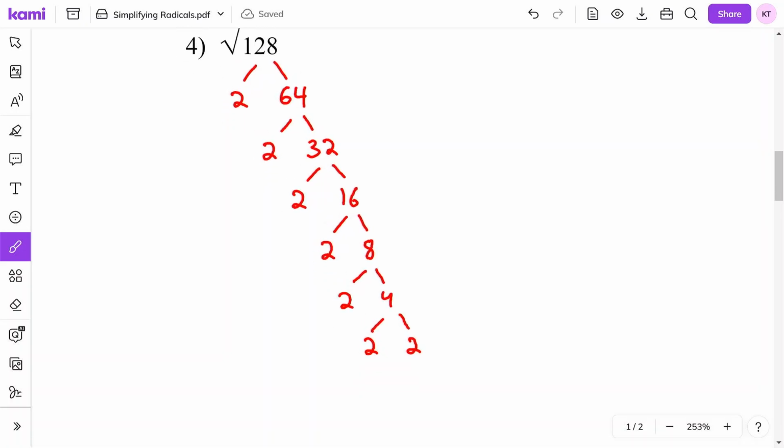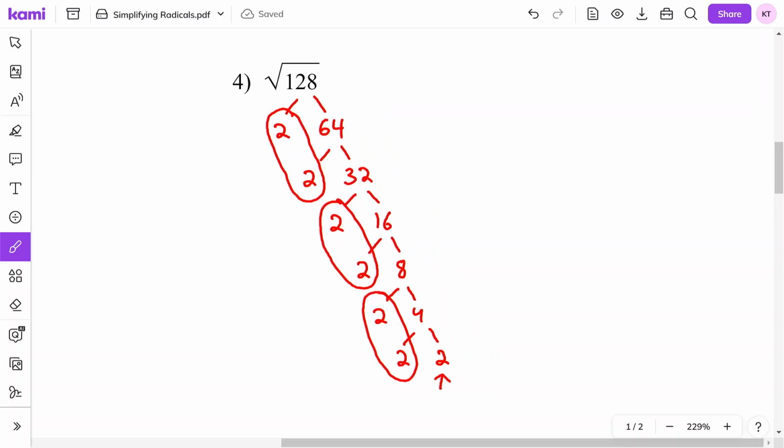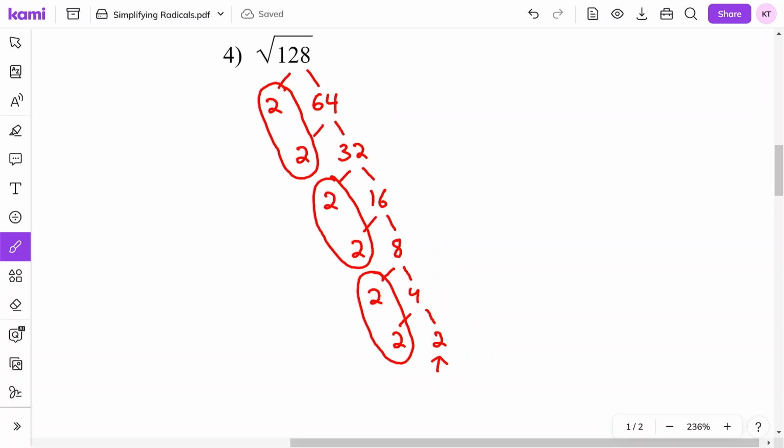So I have a lot of pairs I can take out here. So 1 pair of 2s, 2 pairs of 2s, 3 pairs of 2s, and I have this 1 two that's left over. So when I write this, I'll have 2 times 2 times 2, 1 two for each pair I took out, and then the square root of 2 for the last 2 that I did not have a pair for. And then 2 times 2 times 2 is going to give me 8. So this will be equal to 8 root 2.